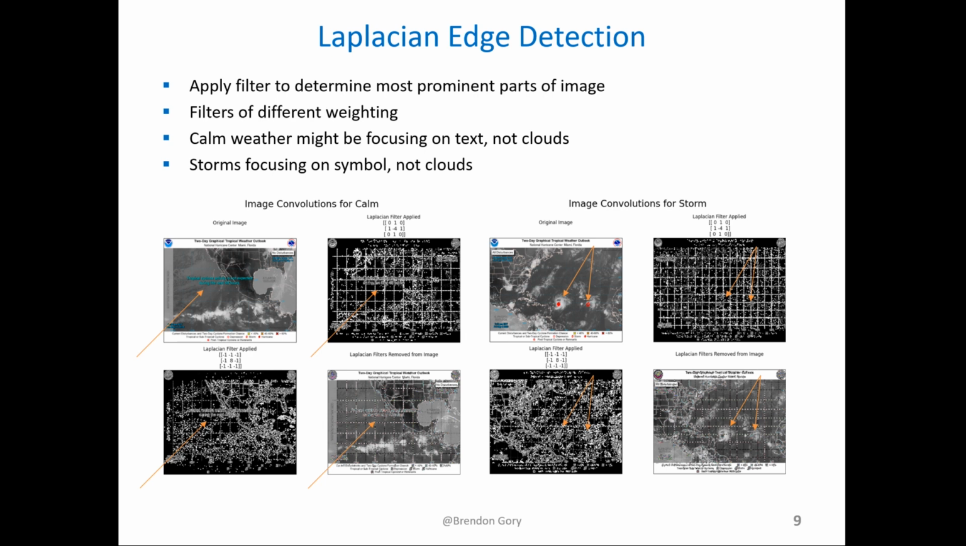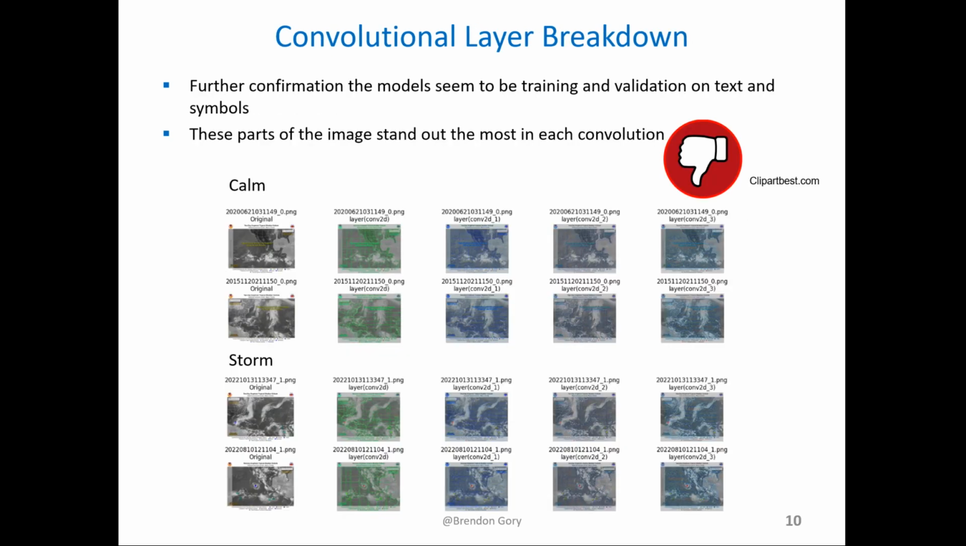So we are able to see that the model is looking and seeing differences between calm and storm, but it's not really looking at the place that we want it to. Another way we're able to determine how this model is determining what is calm or storm, or how it assigns the label, is by looking at the convolutions.